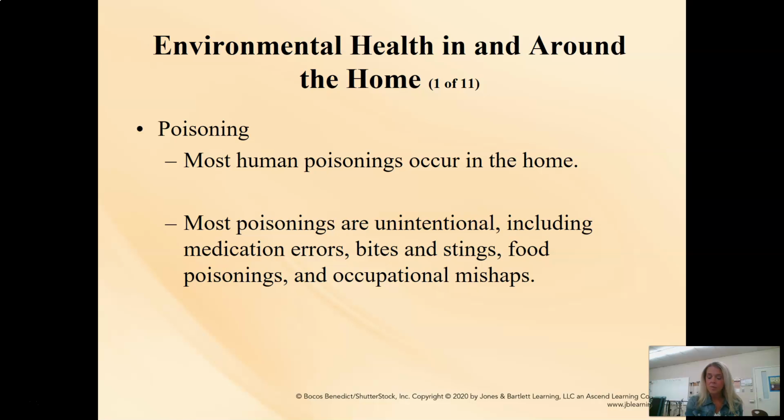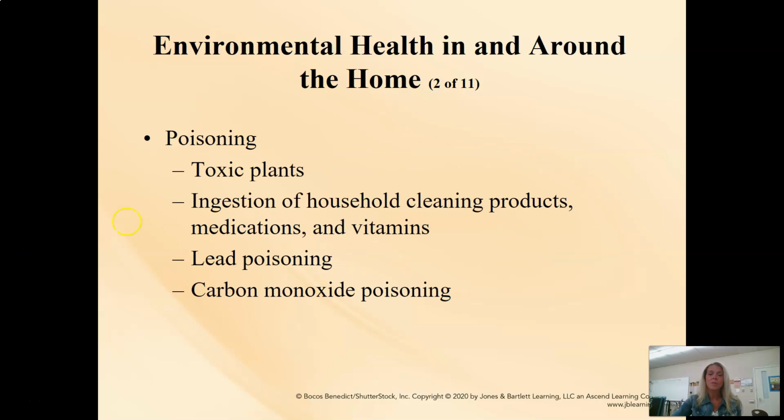And in your book on page 552, there is a text box that talks about tips to prevent poisoning. So some simple things like keeping medications locked up, keep out of the reach of children, because the ones who unintentionally ingest this stuff most of the time are children. So some of the things that can cause poisoning in the home would be things like toxic plants, household cleaning products, medications, vitamins, lead poisoning, and carbon monoxide poisoning, and we're going to talk about each one of these.